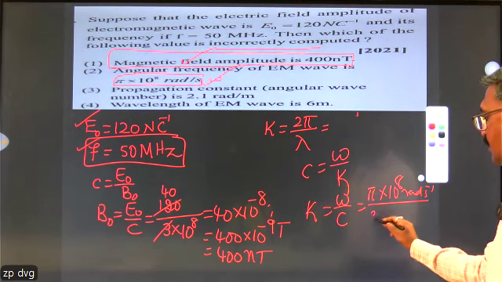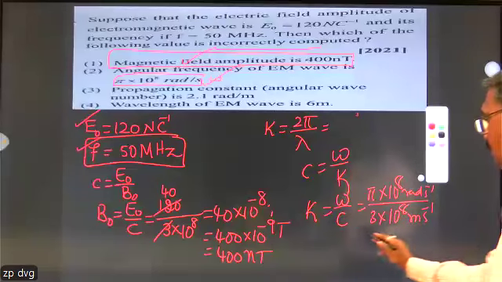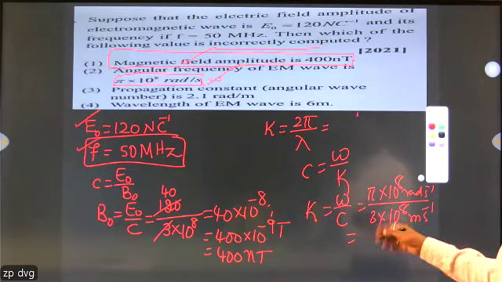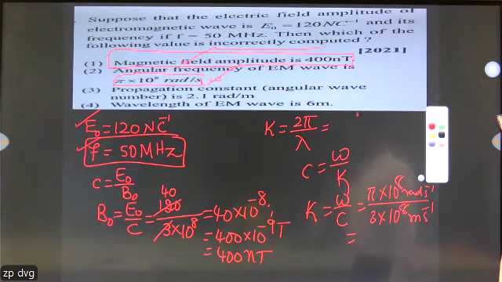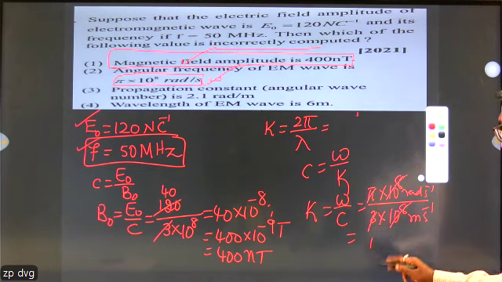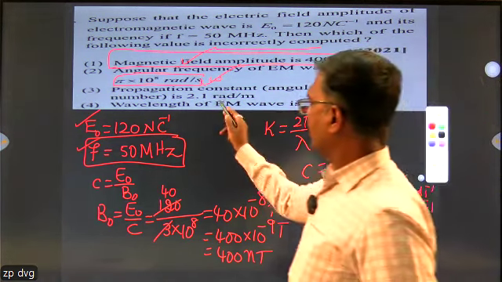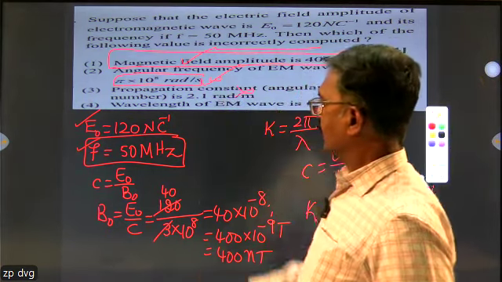Then divide by c, 3 into 10 power of 8 meter per second. Now 3 and pi are almost equal, so you can make it as 1. 10 power of 8 and 10 power of 8 cancel. So k comes out to be 1. But he says the propagation constant is 2.1. So it is a wrong calculation.